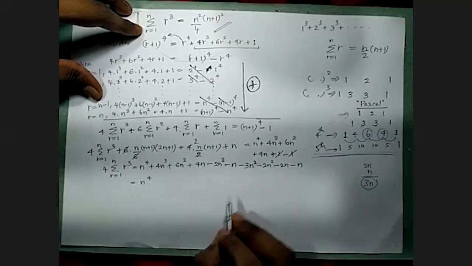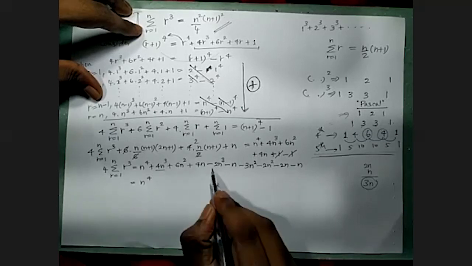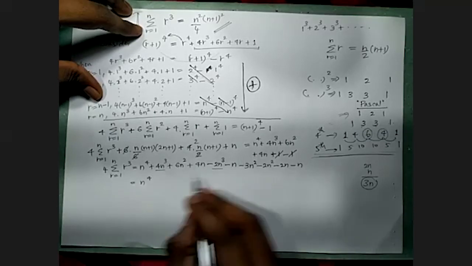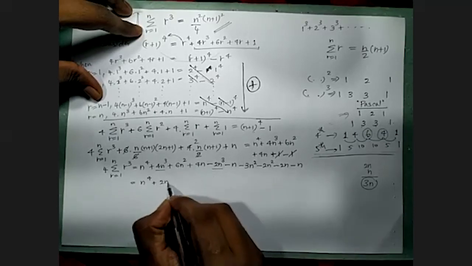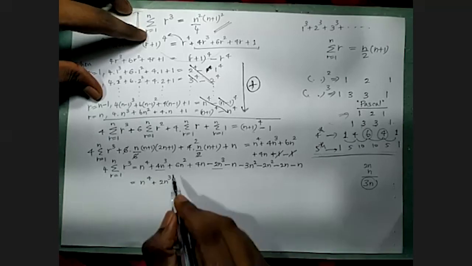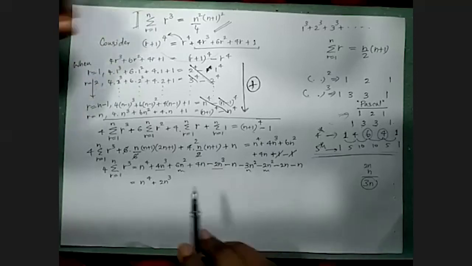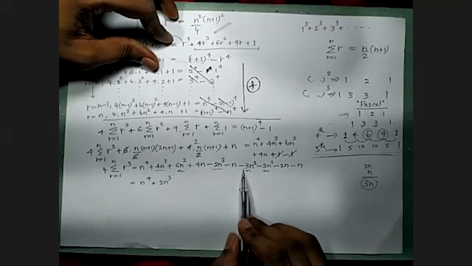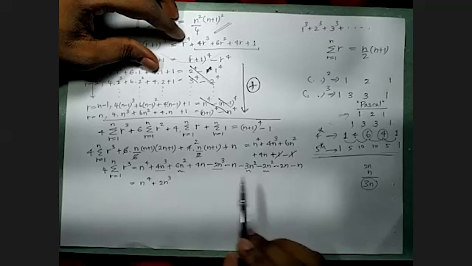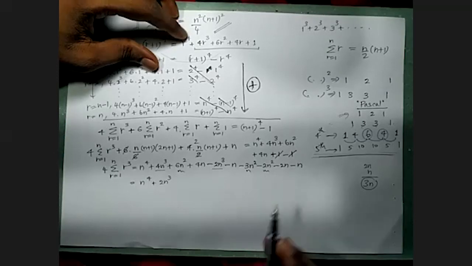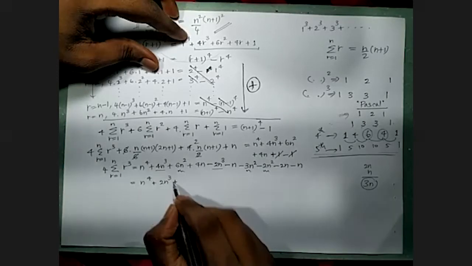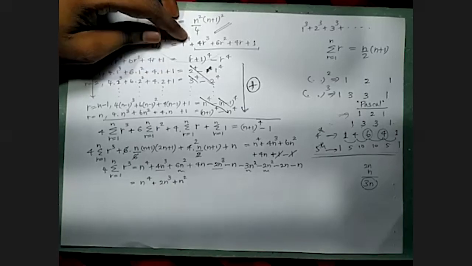n to the 4. We have two like terms. When we simplify, we get 2n to the power 3. We have three like terms. Simplify. Plus 6 minus 3 plus 3 plus 3 minus 2 plus 1. Then plus 1 n square is n square.